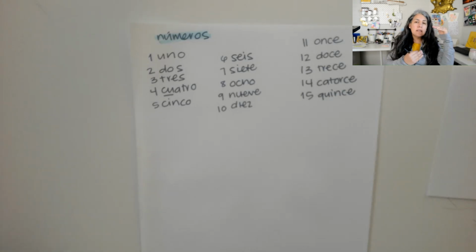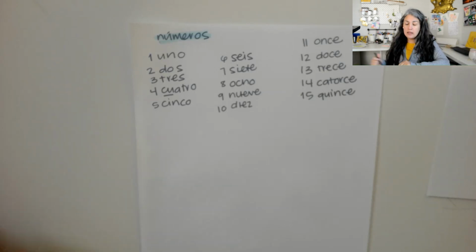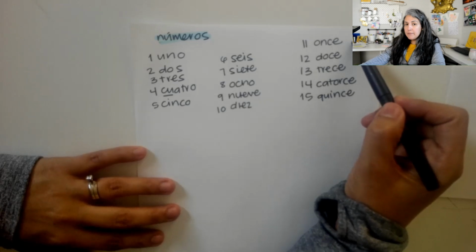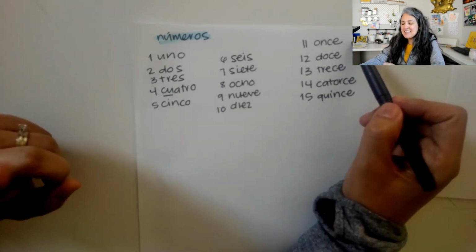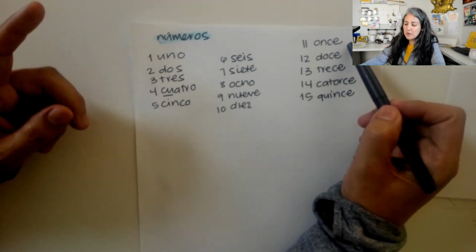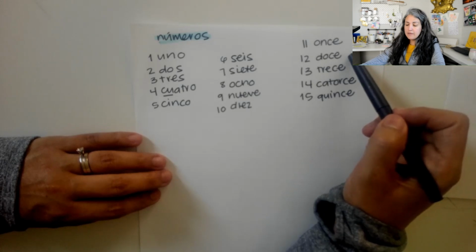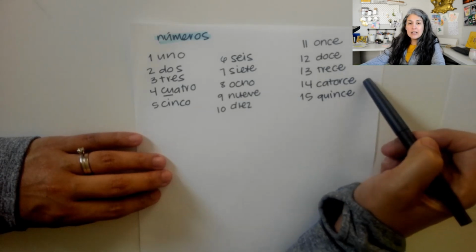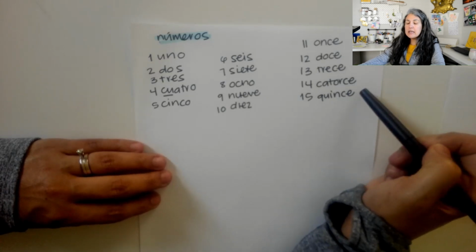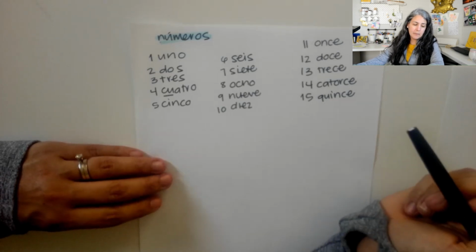From 11 to 15, they don't follow a pattern. So we're just going to have to learn how to say every number. And we'll start with 11. It kind of sounds like ones. I mean, it's read as ones, but it doesn't sound as ones. It is 11. 12, 13, 14, 15. Again, this QU, 15.